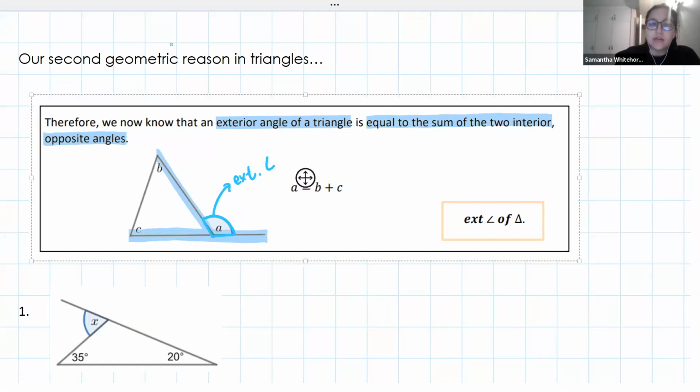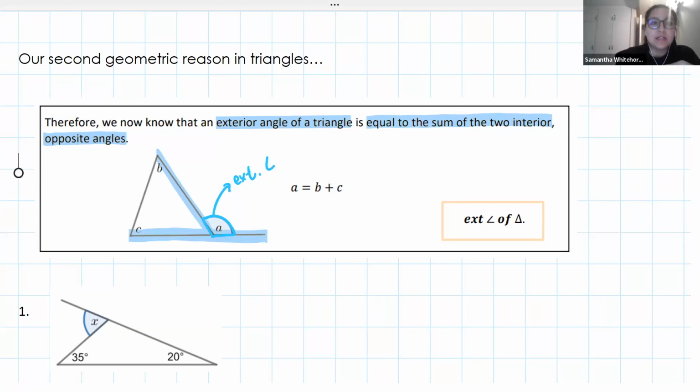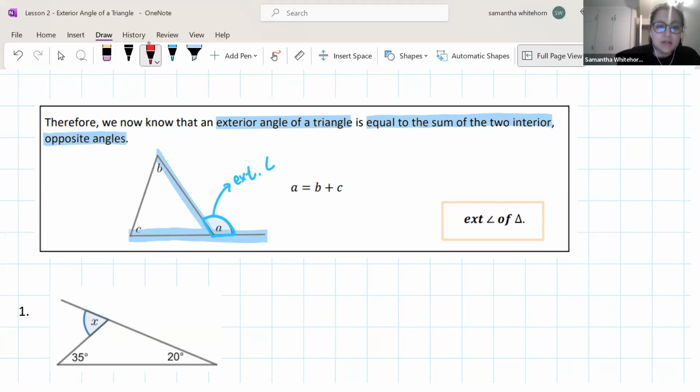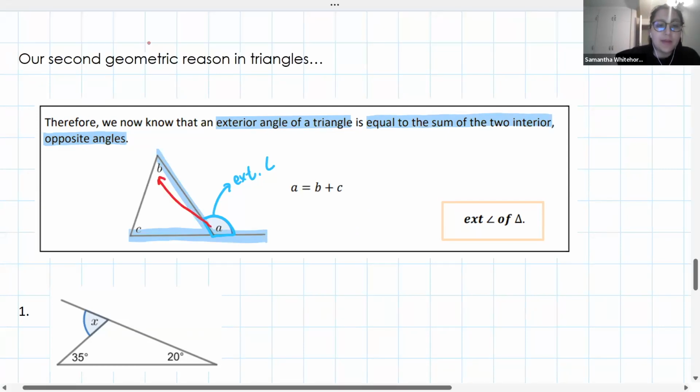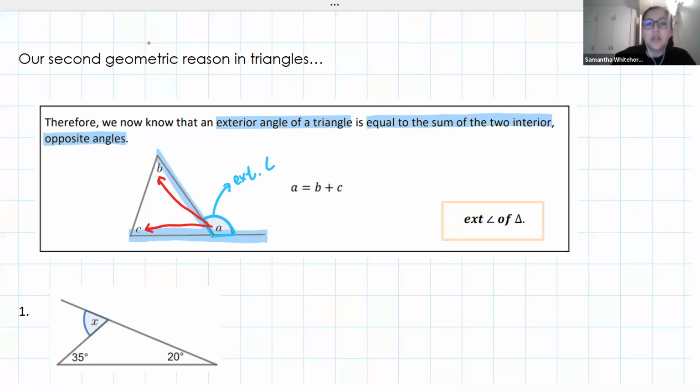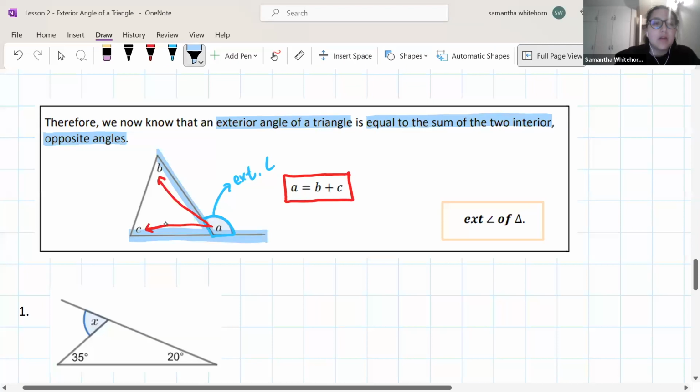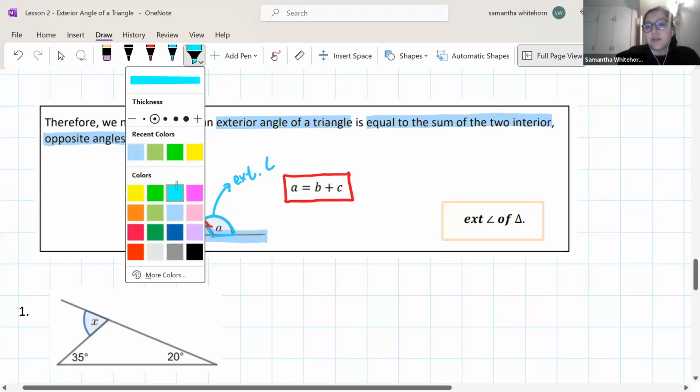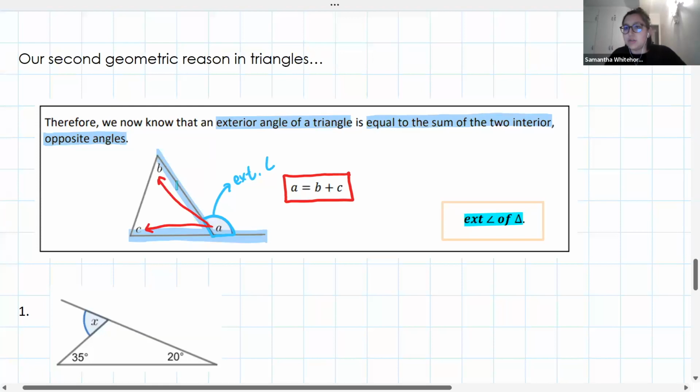So we've got our exterior angle. What this reason says to me is that this exterior angle size will be found by adding together the two opposite interior angles. So if I want angle A, which is my exterior angle, I need to add together the two opposite interior angles and I will get angle A's size. That's what exterior angle says to me. Obviously it's geometry, so we have to give a reason. Our reason is just exterior angle of a triangle.